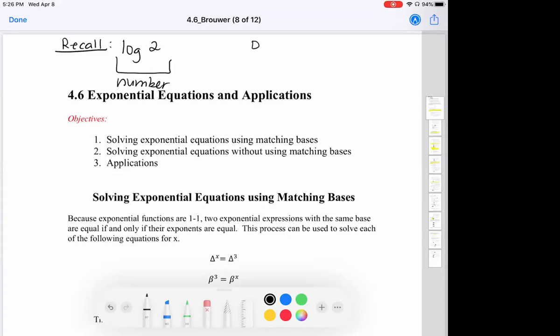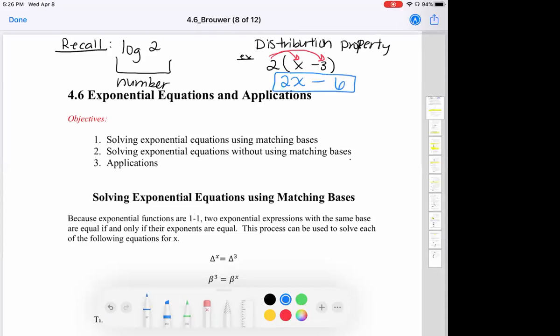Also, recall your distribution property. Our distribution property says if I have, for example, 2 times x minus 3, then I multiply everything inside the parentheses. So that I have 2 times x gives me 2x, and then 2 times negative 3 gives me negative 6. So that's how our distribution property works. We'll see this pop in again today.